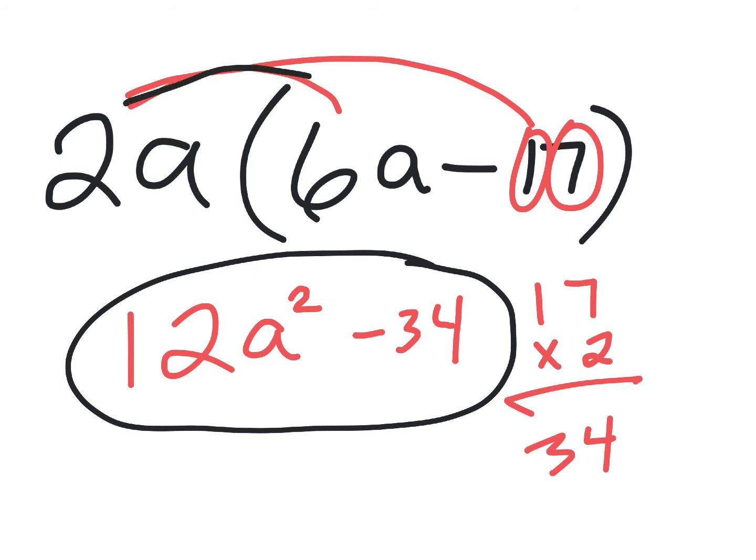Remember, I just did 2a times 6a, and that was 12a squared. Yes, sir? You need to put the a down at the end. Yes, this was 2a.